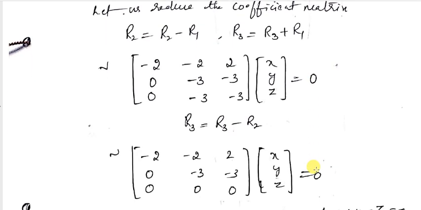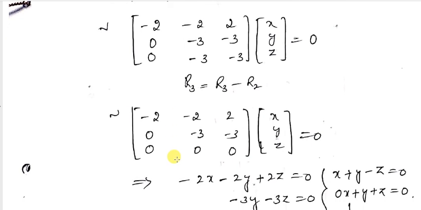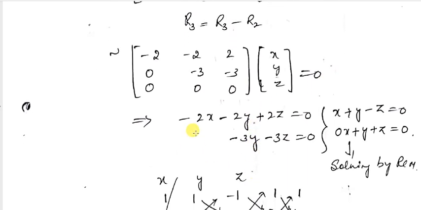One more operation I can use here: because I have two similar rows, I can easily make one of the rows 0. So let us operate R3 is equal to R3 minus R2, then I get the equivalent matrix minus 2 minus 2 2, 0 minus 3 minus 3, 0 0 0, times x y z is equal to 0. Now let us write the equivalent system of equations, which gives minus 2x minus 2y plus 2z is equal to 0, minus 3y minus 3z is equal to 0.